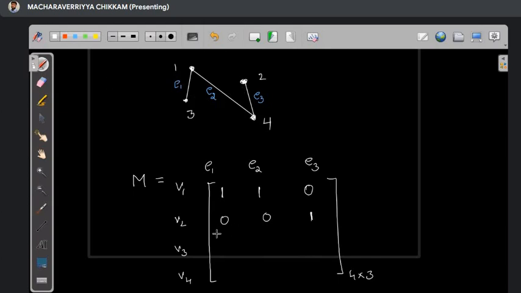Right? Now you come to V3. So if you look at this vertex 3, only E1 is incident with it. Therefore, here you'll have 1. The rest becomes 0. And how about V4? There are 2 edges which are incident with it. One is E2, the other one is E3. Therefore, 1 here, 1 here. Now this is what? Incident matrix.